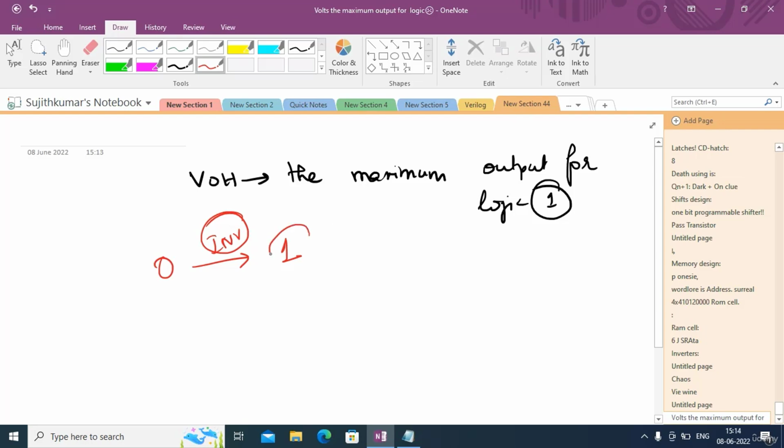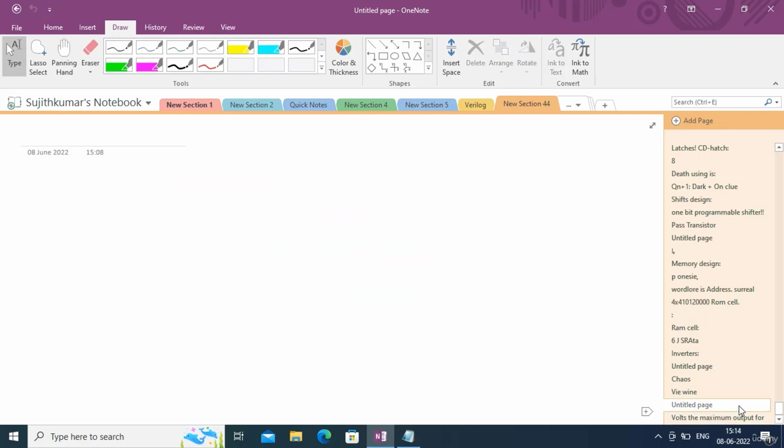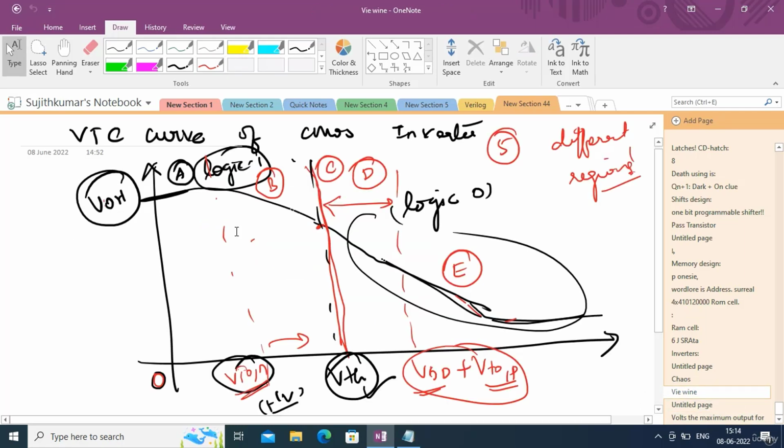But what is the maximum voltage level of that 1? Is it 5 volt or is it 4.5 volt? It may be 4 volt, but you are getting voltages somewhere close to this range. That is why we are declaring that as logic 1, right? But what is the exact maximum output voltage? That is going to be your VOH. I hope you got this. So the first thing is you have to understand VOH.